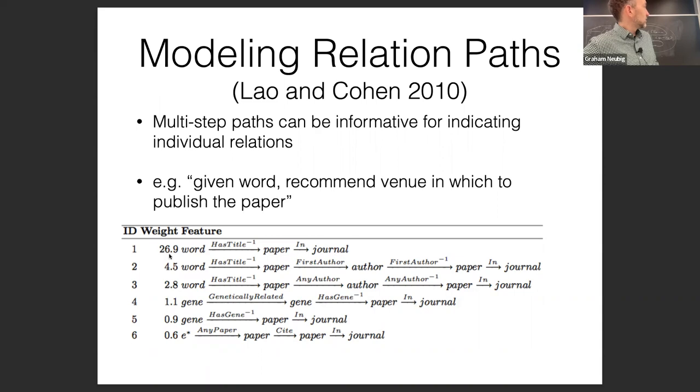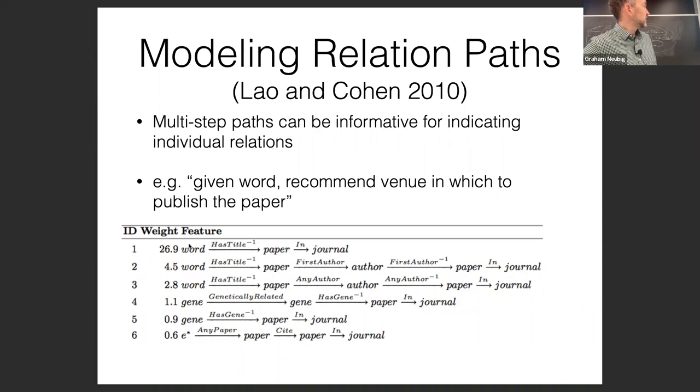And so what they do is they want to infer basically the paper to journal relation, which is a one-step relation, right? Paper will be published in journal. But in order to do so, they find a whole bunch of other paths that are basically indicative or correlated with the fact that a paper is published in a journal.